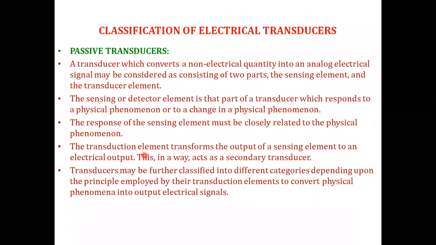The transduction element transforms the output of a sensing element to an electrical output. In this way, it acts as the secondary transducer. The transducer may be further classified into different categories depending upon the principle employed by the transduction element to convert the physical phenomenon into the output electrical signal. The basic thing is that it consists of two types of transducer, primary transducer and secondary transducer. That is the point. It is given in different notations here.